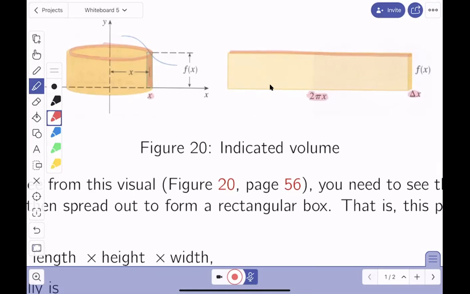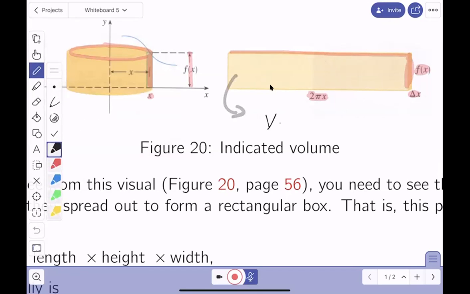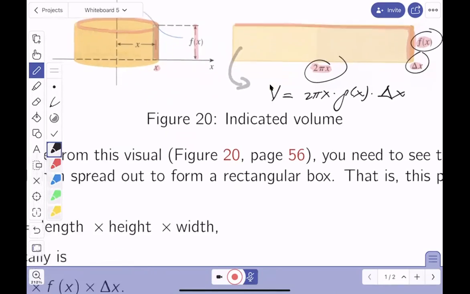But we also need to know the height of it. And the height of it is simply the value of f of x. That's all it is. So what's the volume of that box? Well, the volume of this box, let's write that down with a black pen here, is I take these 3 dimensions and multiply them together. So what do you get? 2 pi x times f of x times delta x, right? Fairly simple. Here comes the problem. You'll be able to visualize that with the problem.